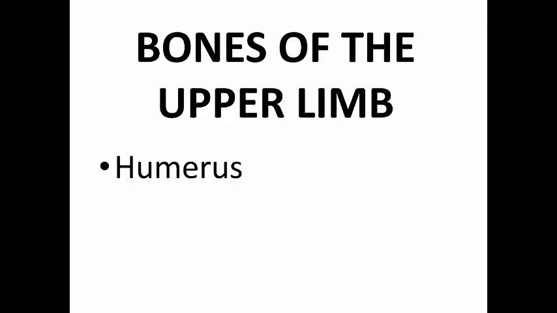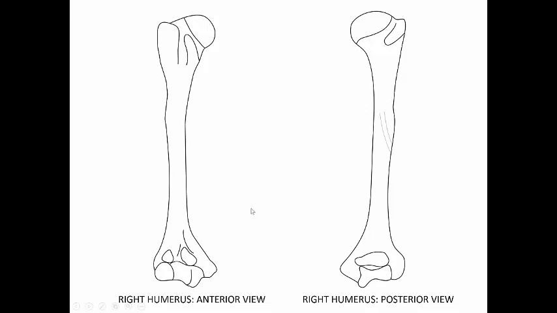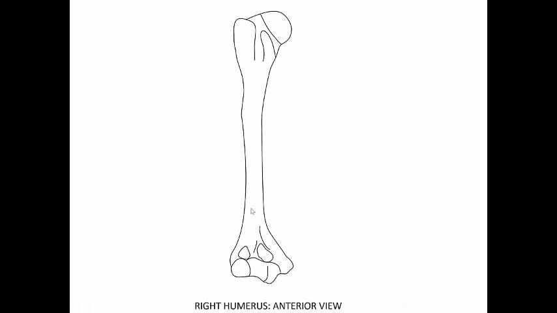We're going to start looking at the bony landmarks of the bones of the upper limb, beginning with the most proximal bone in the upper limb, which is the humerus that is located in the arm. We're going to use the right humerus and begin with the anterior view.